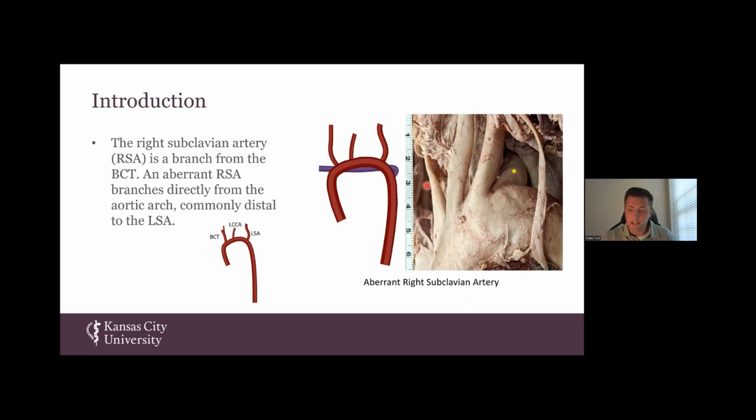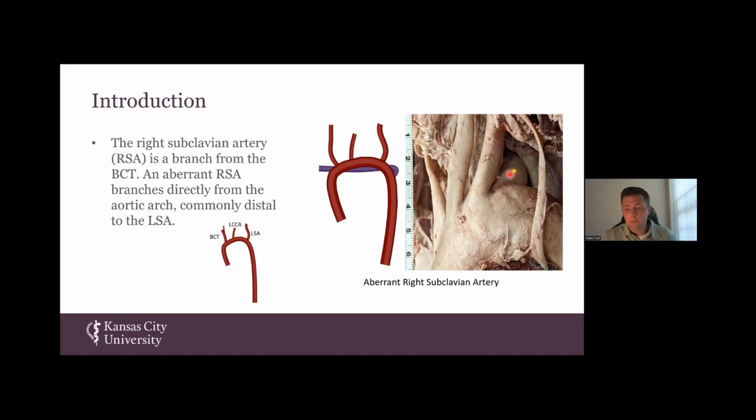So if we're looking at this example here, this would be our right common carotid artery. Here's our left common carotid artery, our left subclavian artery, and then the most distal branch coming off is our right subclavian artery. So interestingly, it comes off on this left side, even though it's a right-sided structure. So it travels posteriorly and then travels all the way into the right upper extremity.